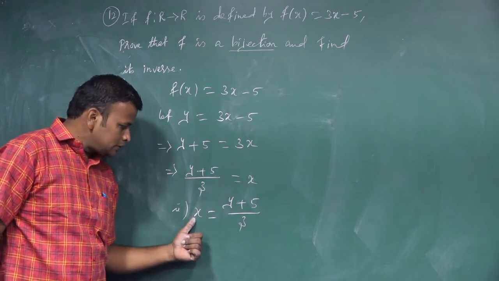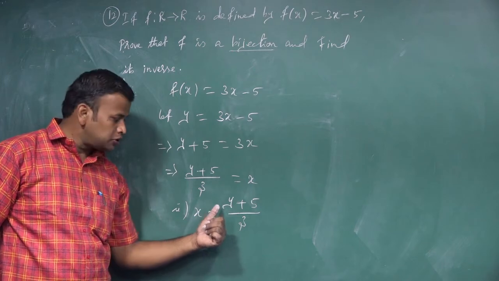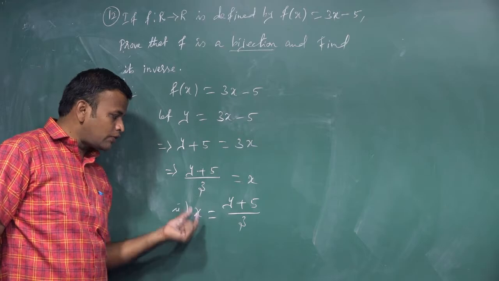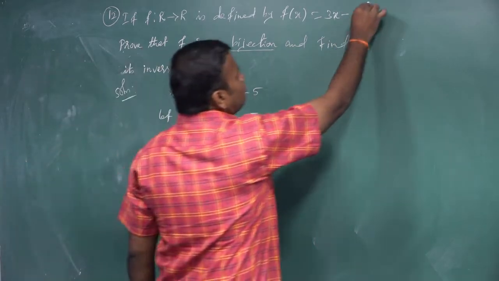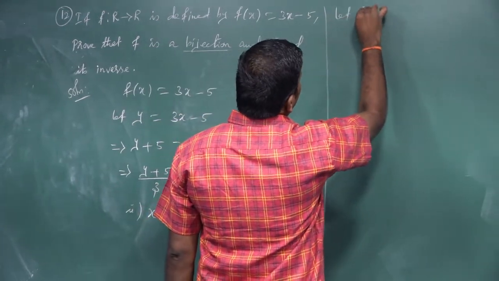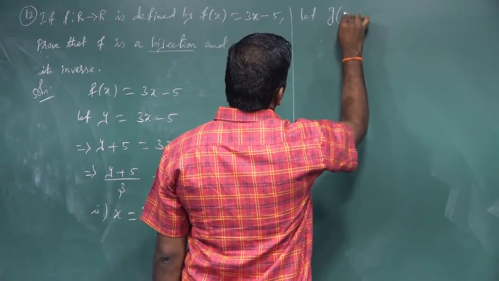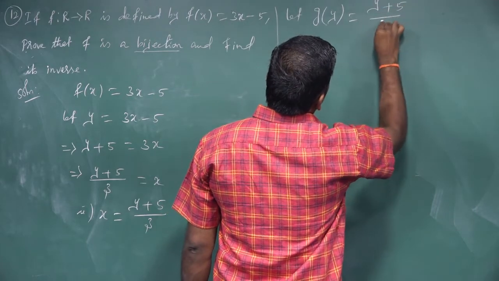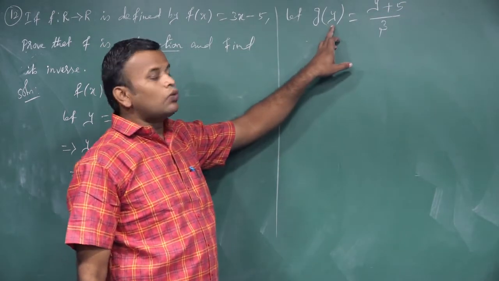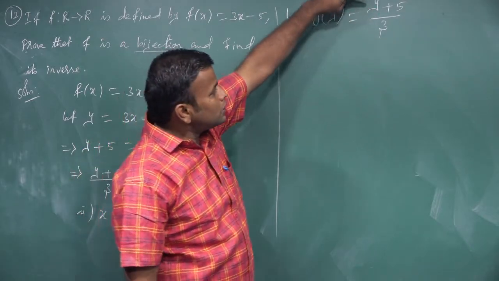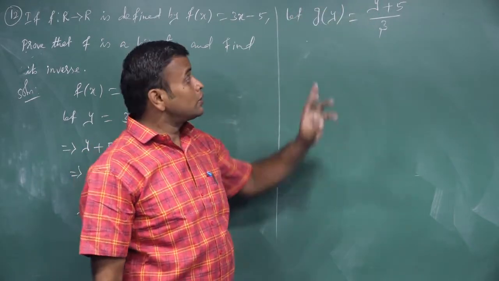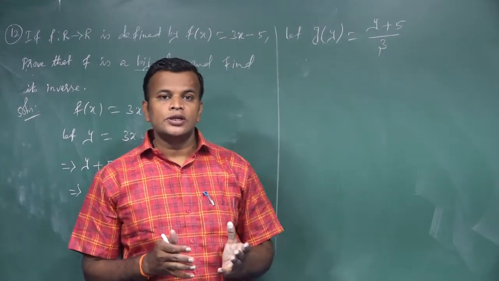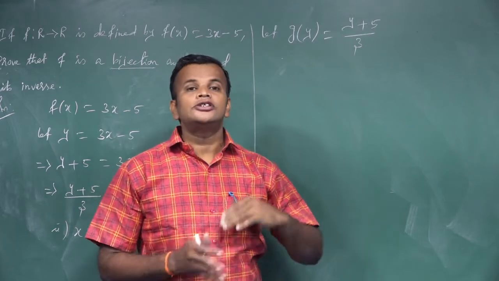Now we see x is a function of y, because the only variable is y. So how do we write this x? Now I write this x as a function of y. So we write g of y is equal to (y plus 5) by 3. What is the reason to take y here? The only variable is y, so we can't say it is g of x. So we say it is g of y. So now we have two functions. The functions are f of x and g of y.